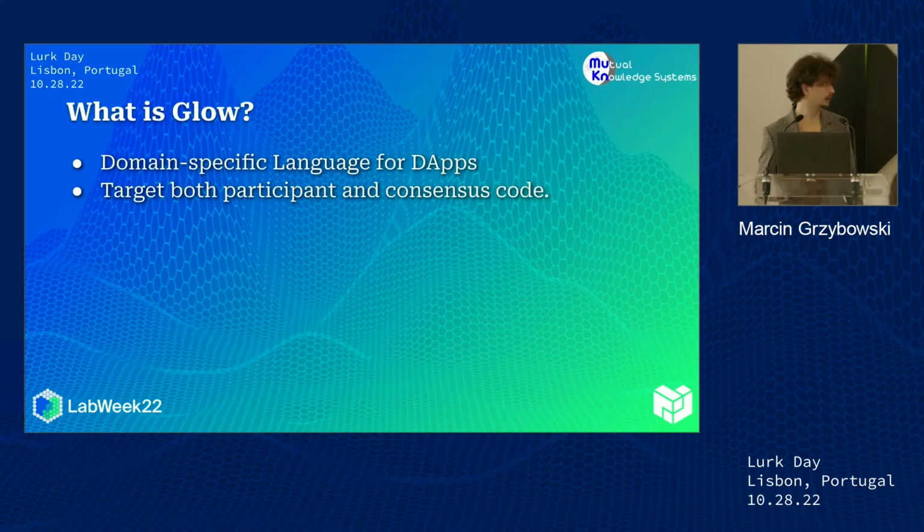What is important about GLOW, in comparison to writing smart contracts, distributed applications directly in Bluetooth or on Ethereum, is that GLOW is targeting both participant and consensus code. Normally, after you write a smart contract, you need to write some code so participants can interact with this smart contract. In GLOW, we write the code once, and both consensus code and participant code are generated from this source.